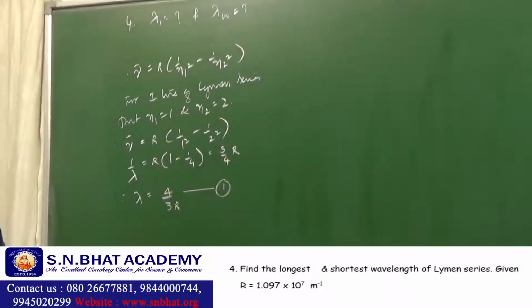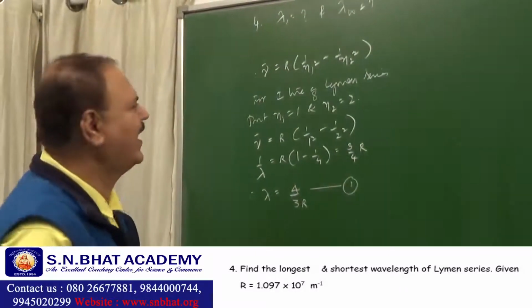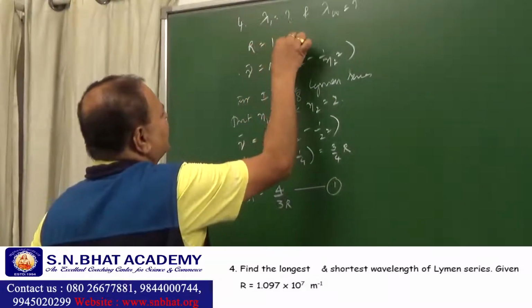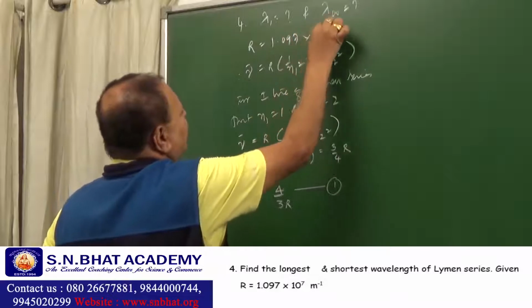You should understand there how it comes from the infinity level. And he has given the value of R as 1.097 into 10 to the power of 7 per meter.